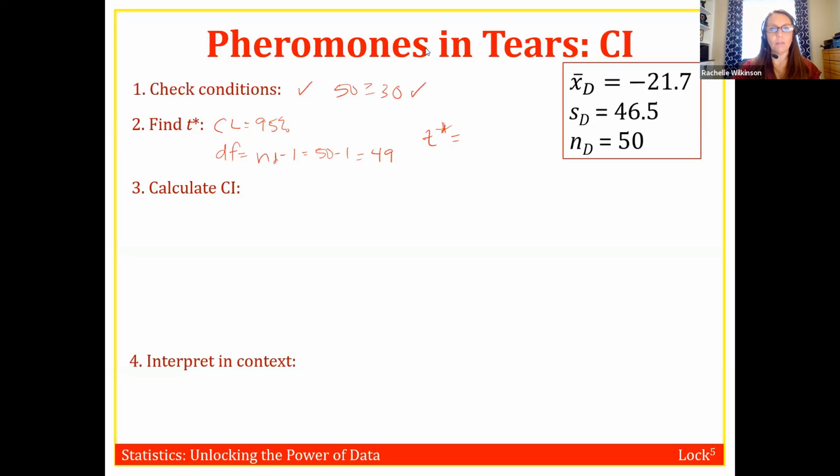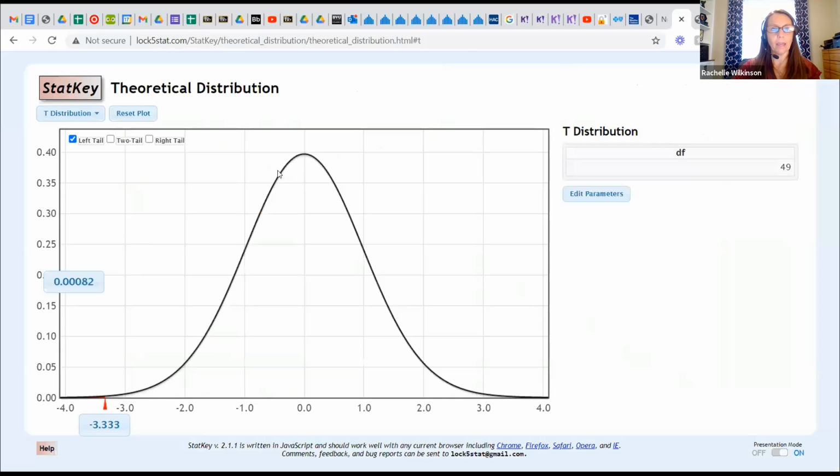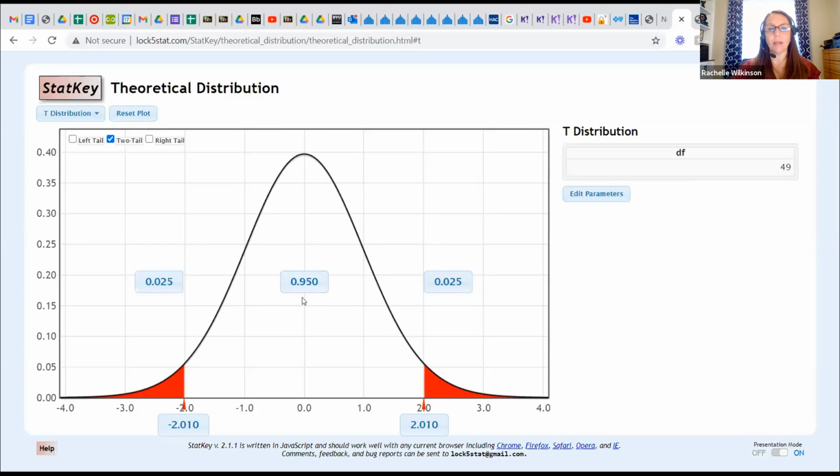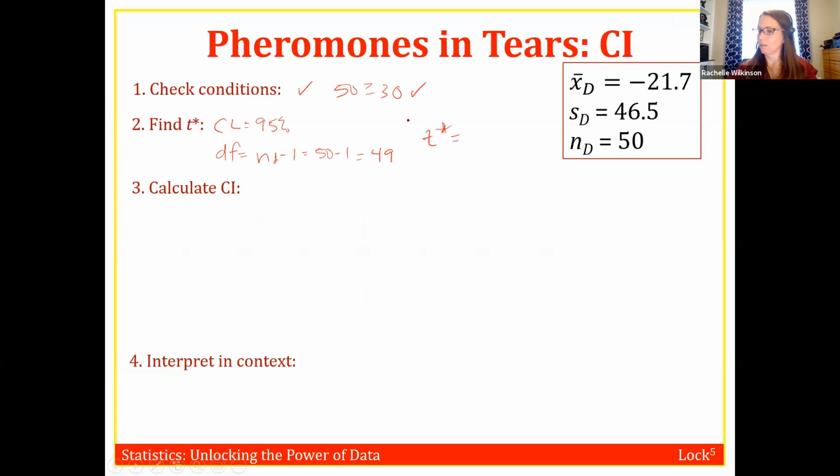You can use the table if you want. I'm going to go ahead and use StatKey this time. Using StatKey, I would make sure that my degrees of freedom are in there. Since I just did a problem with 49 degrees of freedom, I've already got that in there. Next, I'm going to click on two tail and make sure this top center box has my confidence level in it, which in this case it does. I wanted a 95% confidence interval, and the default that comes up is 0.95. So doing those two things, my T star is this number on the bottom right, which is 2.010. So I'm going to use T star 2.010.